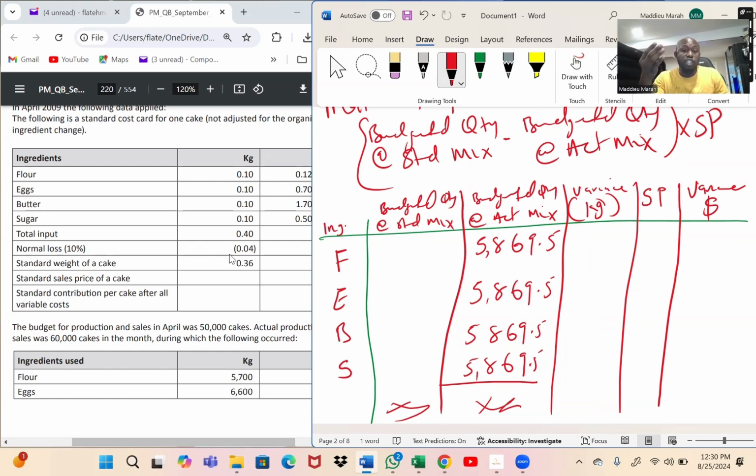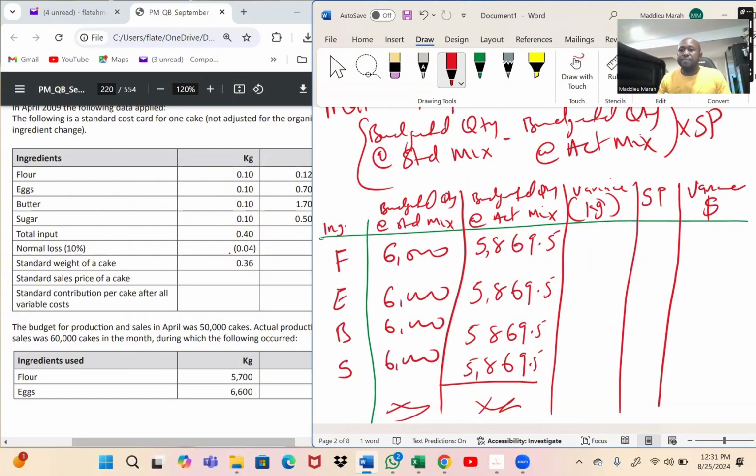It's just unfortunate here that we have all the standards the same, 0.1, 0.1, 0.1, 0.1. Normally the standards differ, so we would do the same for egg, butter, and sugar, multiplying each by actual quantity. But since we have the same standard, 0.1, multiplied by 60,000, our answer will be 6,000. So our projected quantity at standard mix will be 6,000 for the first, the second, the third, and sugar. Like I said, we don't need the total.